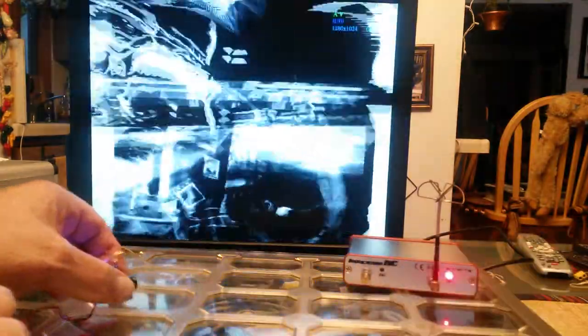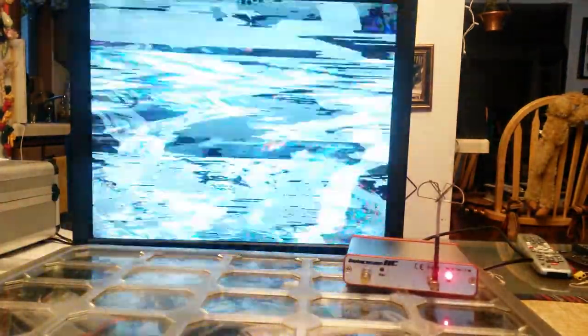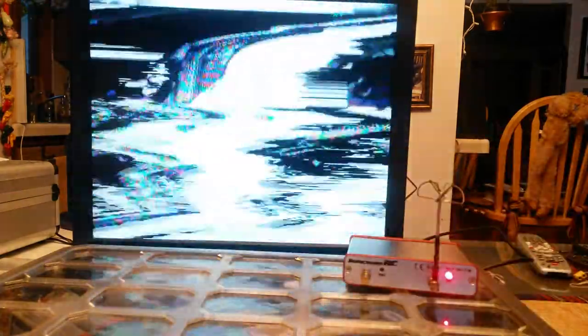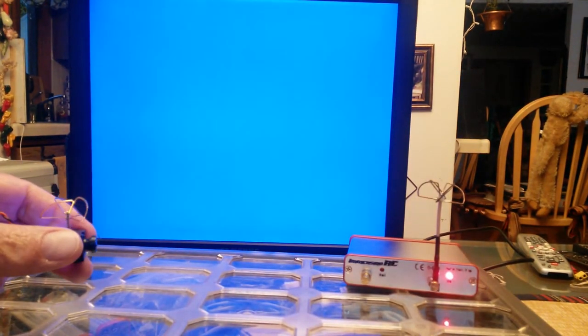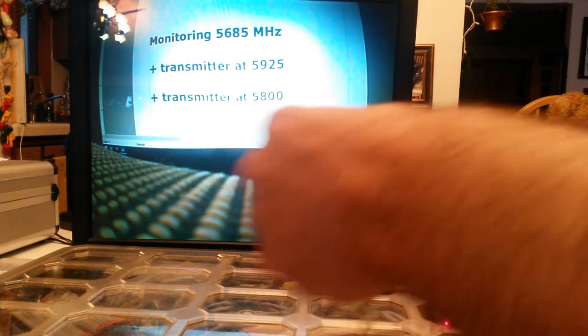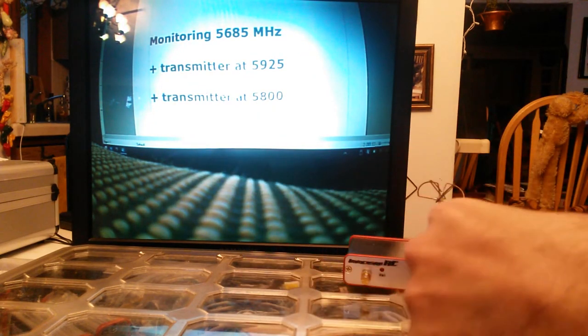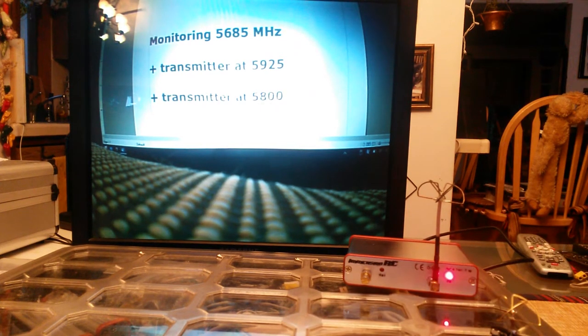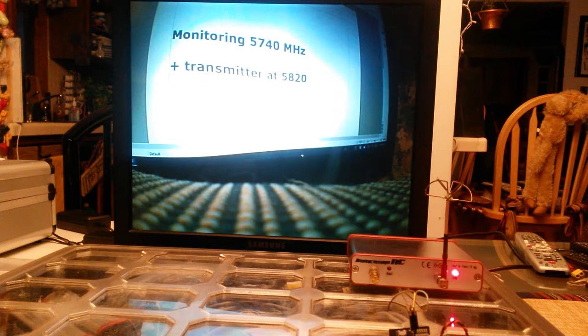And even if we move the two little transmitters a little ways away, there's still a lot of interference. This really demonstrates the IMD effect you get with three transmitters going at once. Then we unplug the one at 5800, and now we're back to just the 5925 unit again, and there's not a lot of interference just from that.